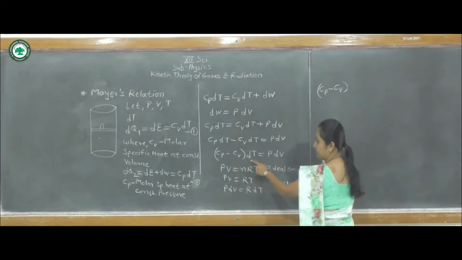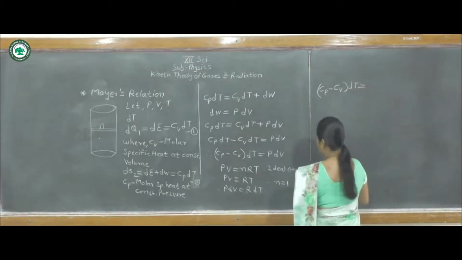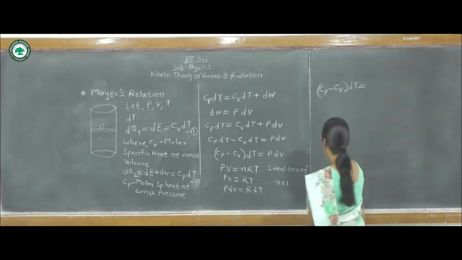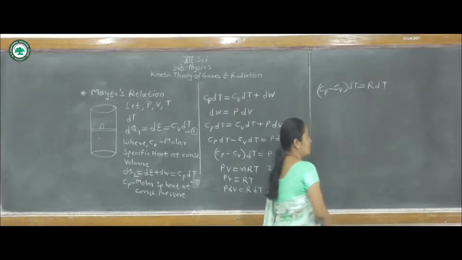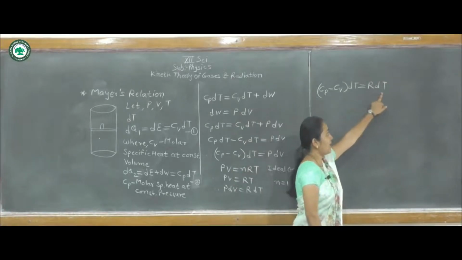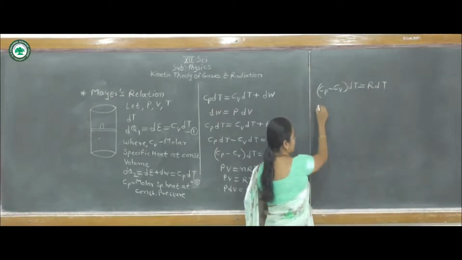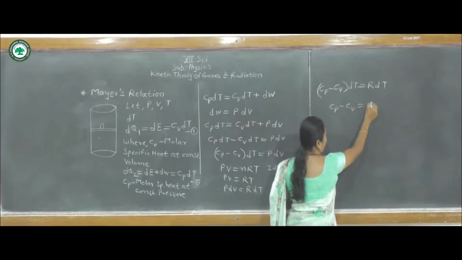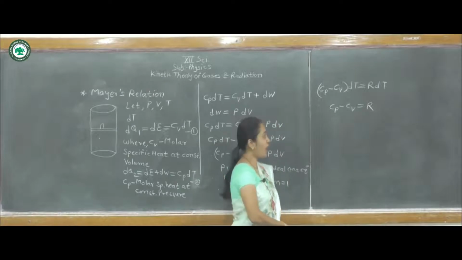(Cp minus Cv) dT is equal to, instead of PdV, we have substituted R dT. So now in this equation, on LHS and RHS there is dT. So we can simplify this equation as Cp minus Cv is equal to R.